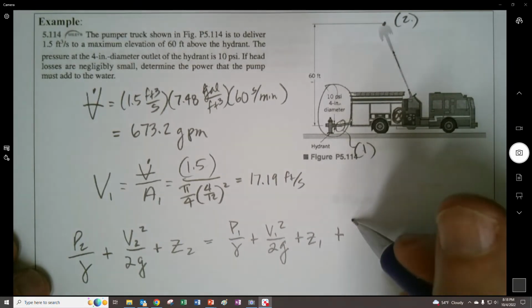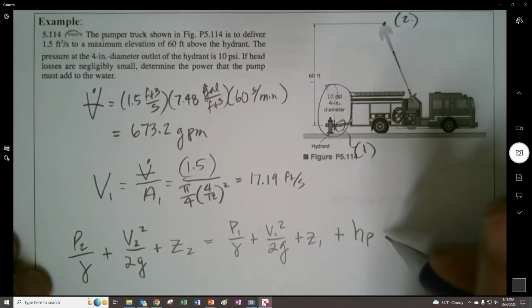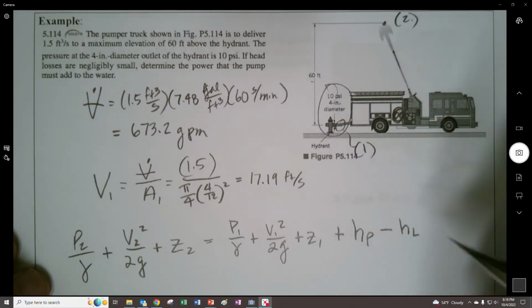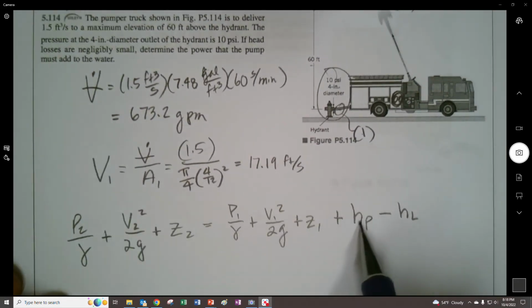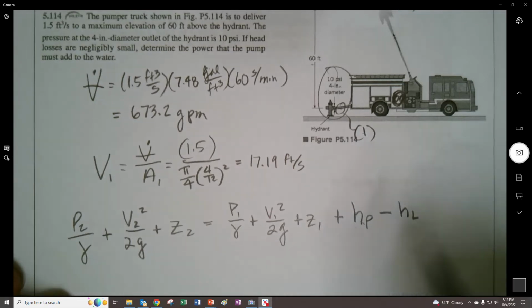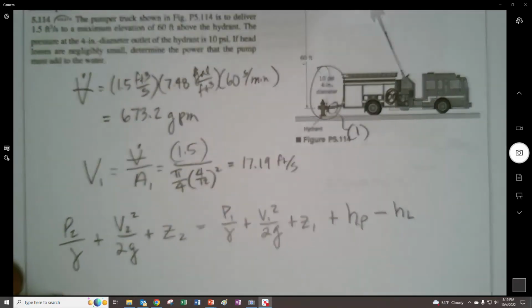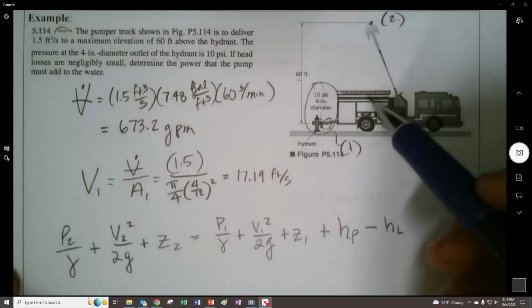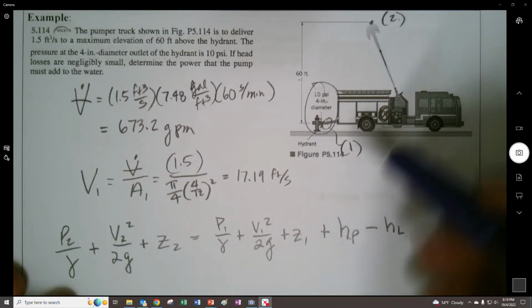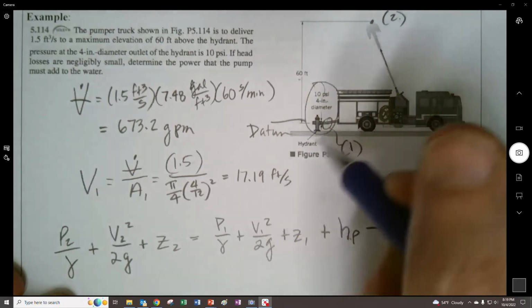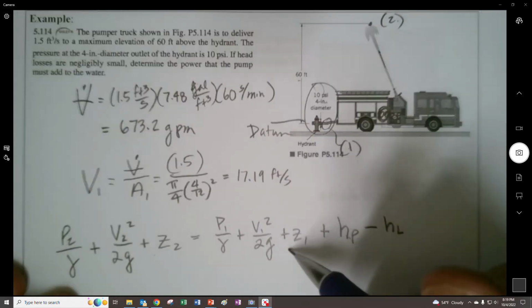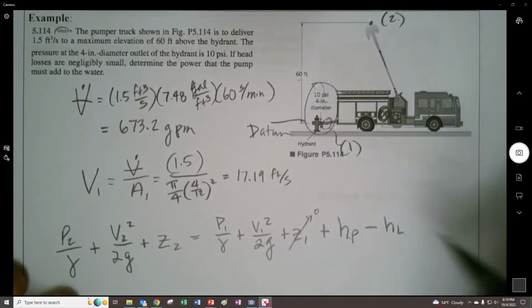And this time we're going to add pump head to this, and we're also going to include the losses right there. So there's our Bernoulli 2 with the addition of outside influences. Here we have a pump, and we also have losses. We can start crossing things out based on what our scenario is. We can see first off that we're going to start right here. This is the datum. It's a good idea to treat that as the datum. So we will take, and I'll get rid of that.